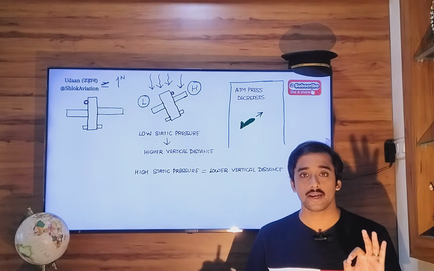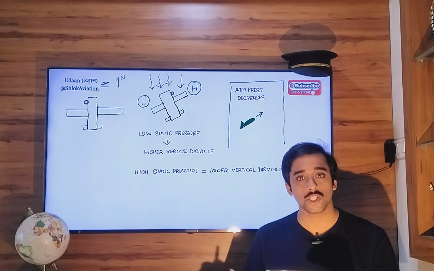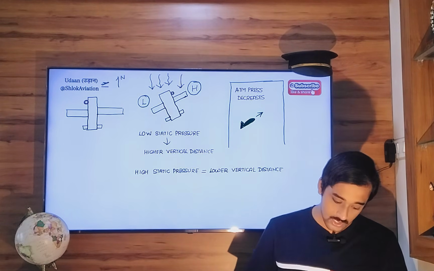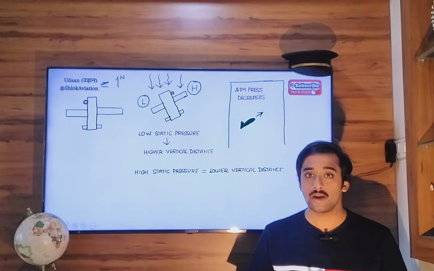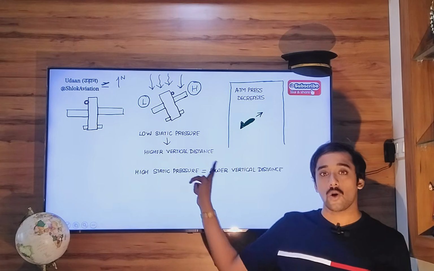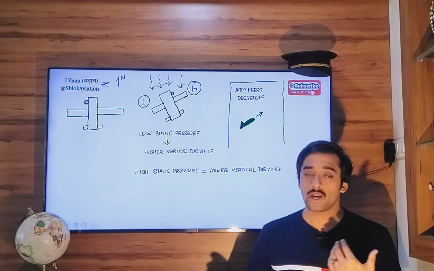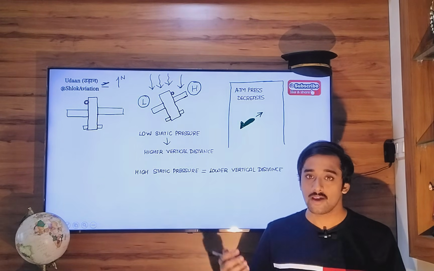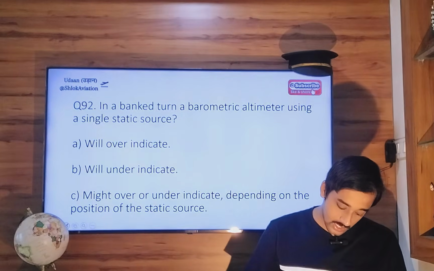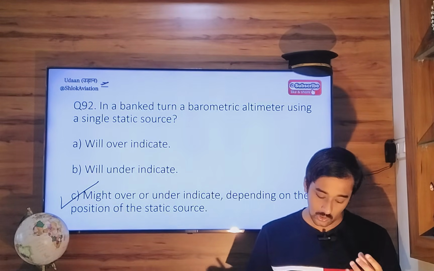Although you're flying at a level altitude of 5,000 feet, the altimeter indication will be much lower than that. So remember, finally we can say that the altimeter will over indicate or under indicate depending on its position. If it's located on the left hand side, we have seen what happens. If it's located on the right hand side, we have seen what happens. Right? So the correct answer is option C. It might over indicate or under indicate depending on the position.